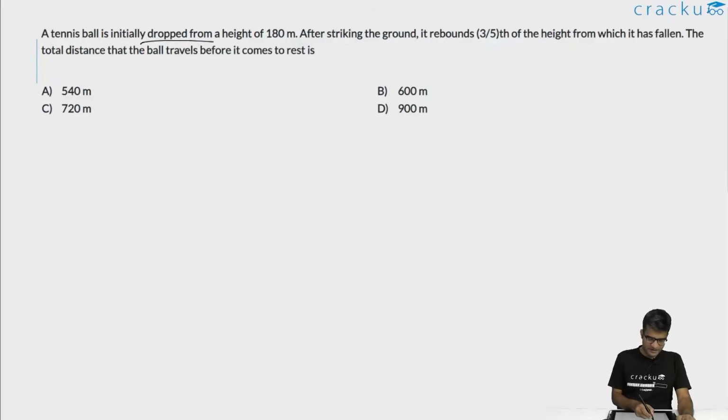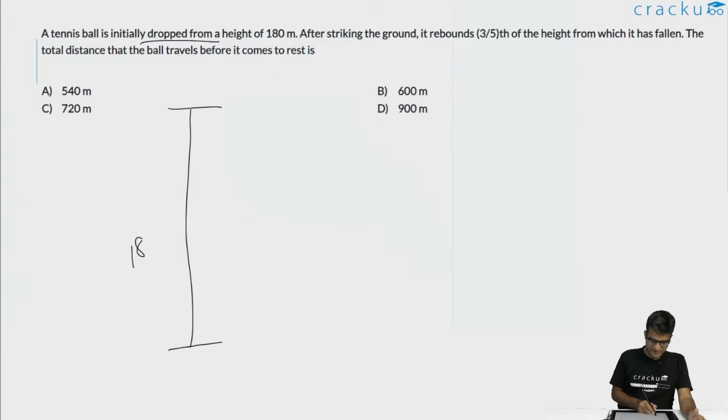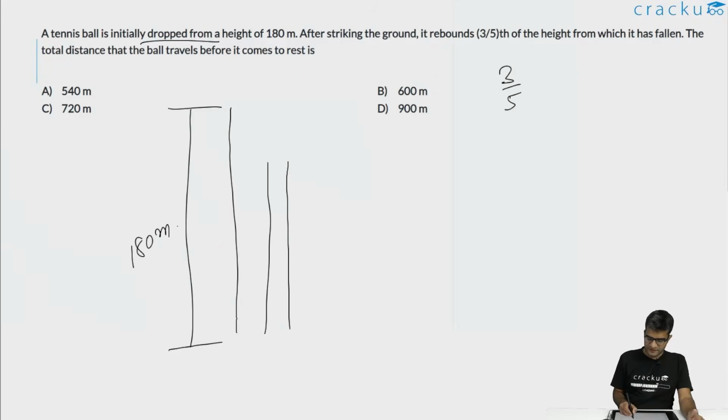In this question, we are told that there is a tennis ball. This was initially dropped from a height of 180 meters. So this is the height, 180 meters. It was dropped from here. After striking the ground, it will go up 3/5 of the height and it will come down. What is 3/5 of 180? 3/5 of 180 is 108 meters. So it will go up 108 meters and it will come down 108 meters.